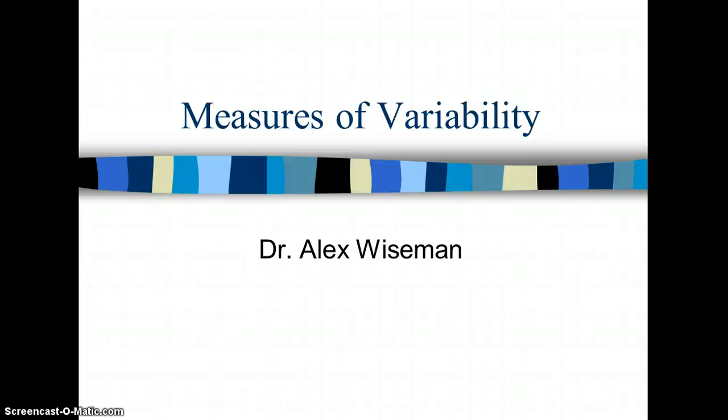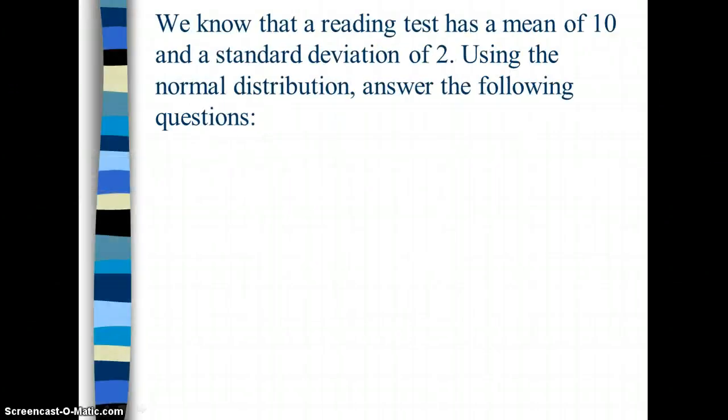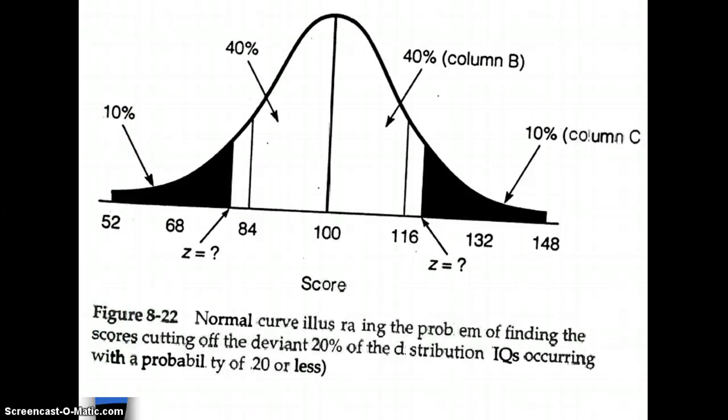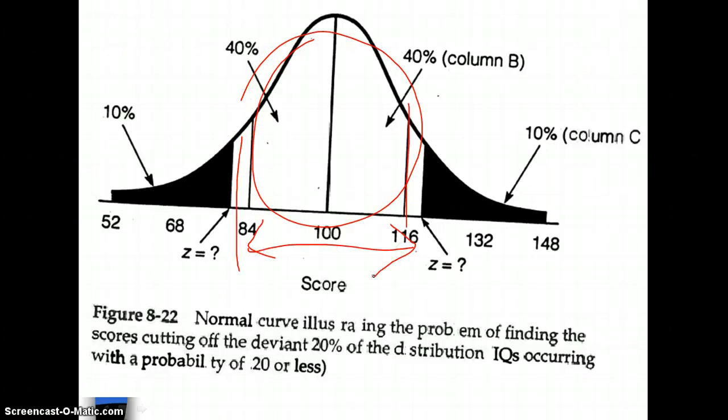We're still talking about measures of variability. I'm Alex Wiseman, and we were finishing up with a discussion about how we might look at calculating some probabilities of scores under the normal curve. And we looked at how we might calculate between scores, like what's the probability of a score falling between this z-score and this z-score. And we talked about calculating the probability that things are on the outside of a range.